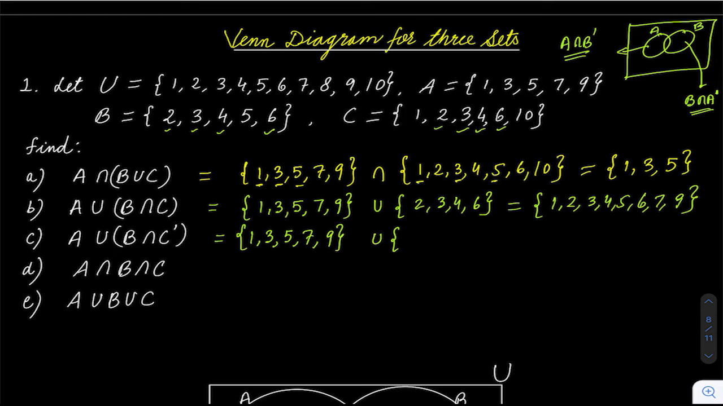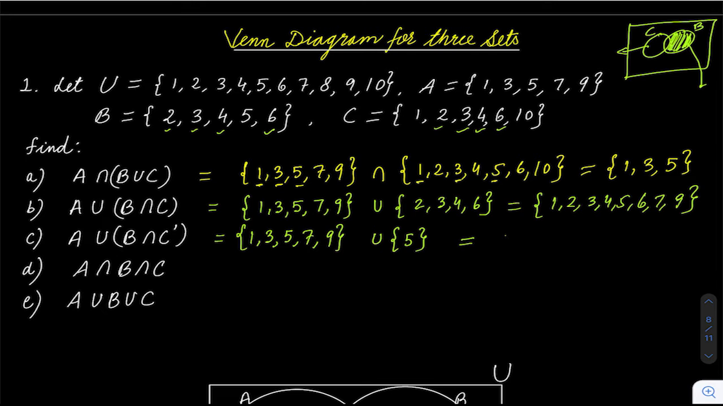So when they say B intersection C complement, let's say this is B and C. What are they actually talking about? B intersection C complement means basically this part, the elements that are there in B and not in C. 2, 3, 4, 6 are common. So which element is there in B but not in C? That is 5 only.